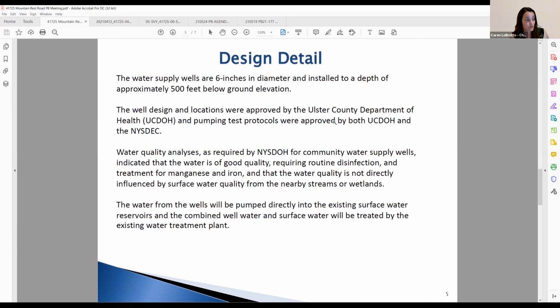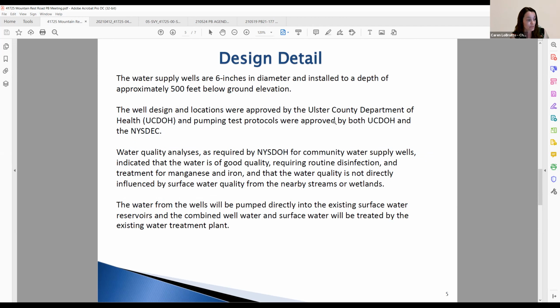So just to talk a little about the design, the wells are 6 inches in diameter and installed to a depth of 500 feet below ground. The well design and locations were approved by Ulster County's Department of Health and the state DEC. Water quality analyses indicate that the water is of good quality, requiring routine disinfection, treatment for manganese and iron, and that water quality is not directly influenced by surface water quality from the nearby streams or wetlands.